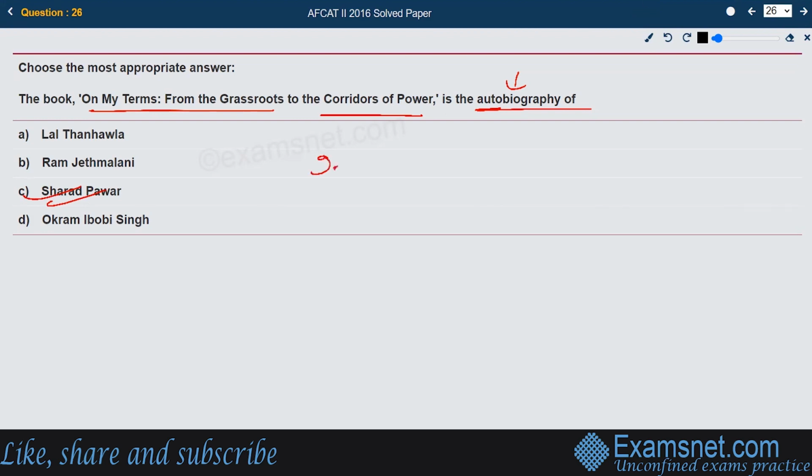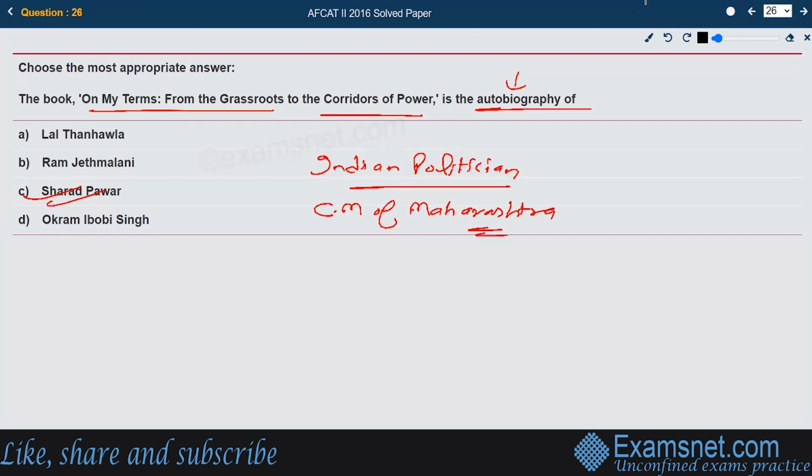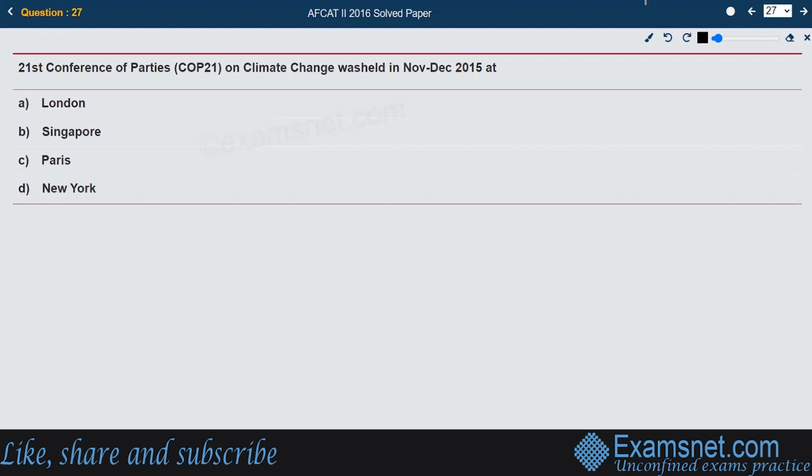Sharad Pawar is a very famous Indian politician, and he has been chief minister of the state of Maharashtra multiple times. Okay, so this is something about Sharad Pawar, and that is the right answer as well. Next, the 21st Conference of Parties, COP21, on climate change was held in November-December 2015 at which place? Okay, the right answer is that the particular conference was held at Paris, France. The Paris city, the capital of France, is where this particular conference was held, and the dates were 30th November to 12th December 2015.